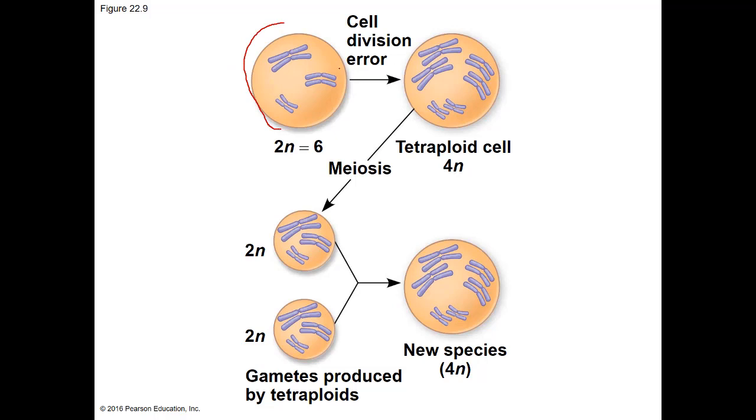Cell division occurs, and instead of these chromosomes splitting, they just doubled. So you ended up with a tetraploid. Well, when this guy goes through meiosis and separates, each gamete looks just like what the whole mother looked like. And so you end up with a new species in the end because you've got way too many chromosomes. With an animal, that normally is detrimental, but with plants, it can occur.